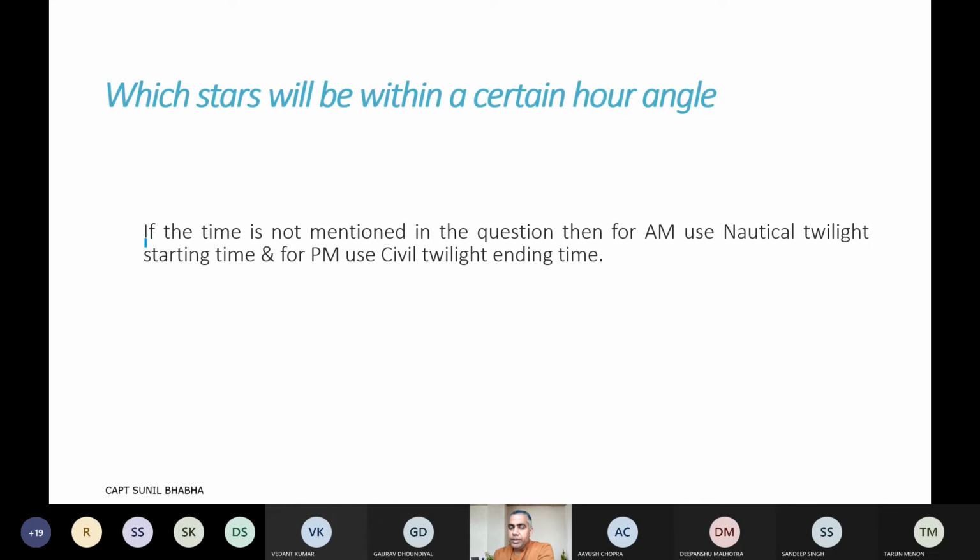Now, sometimes it may happen that in these questions, time may not be mentioned. They may only give you the date and AM, PM, or morning or evening twilight. In that case, if it is morning or AM, you can use nautical twilight starting time, which is given in the almanac. Why do we use nautical twilight starting time? Because this is the beginning of the suitable period for taking a sight. So a navigator should be on standby at this particular time if he wants to take a star sight.